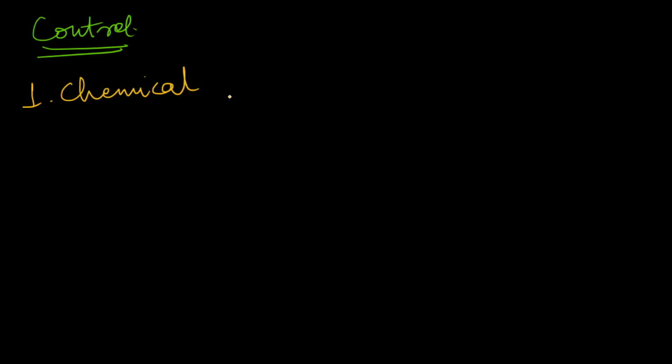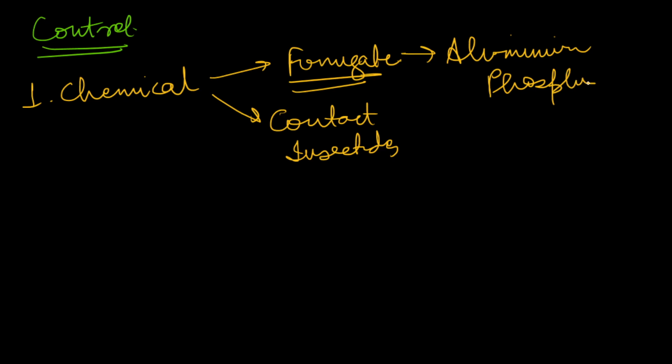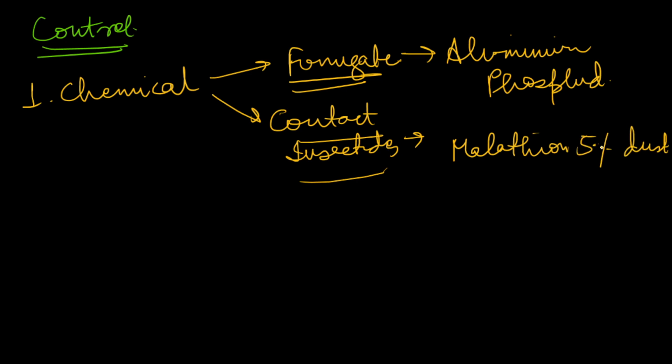Now let's see the control measures or protective measures. That is, after storage pests have started their action, we need to start our action to control them. First of all, we can mention chemical control. Here we can directly fumigate, or we can use chemical contact insecticides. Generally we should prefer fumigation, using aluminum phosphide. And if you are using contact insecticides, we can use malathion 5% dust. So this would be the chemical control.